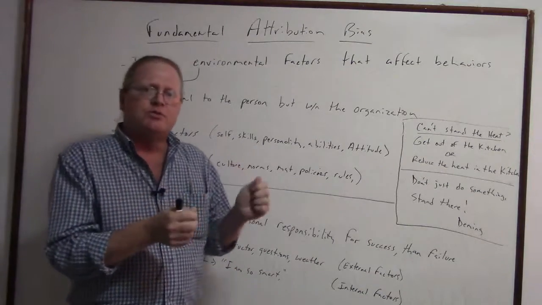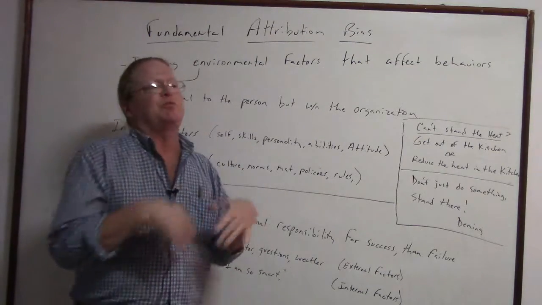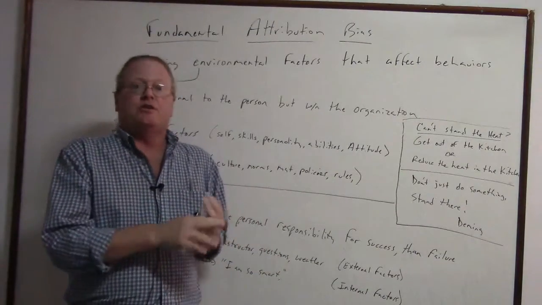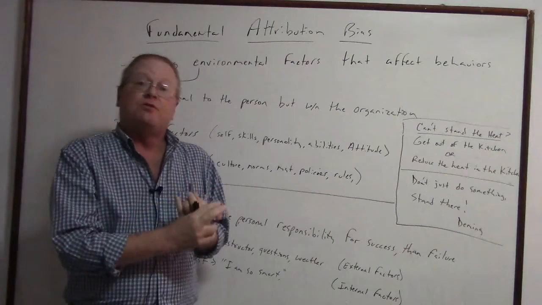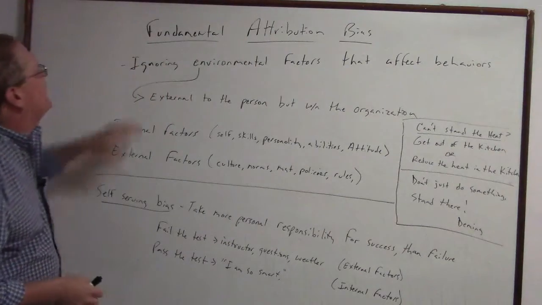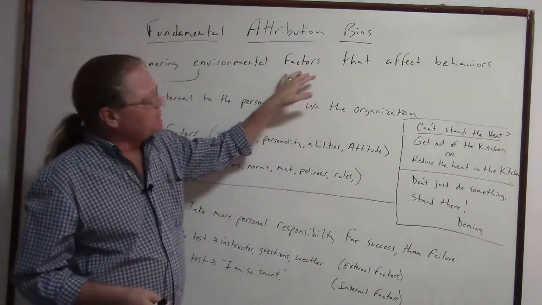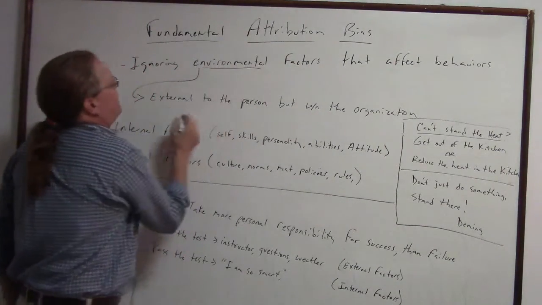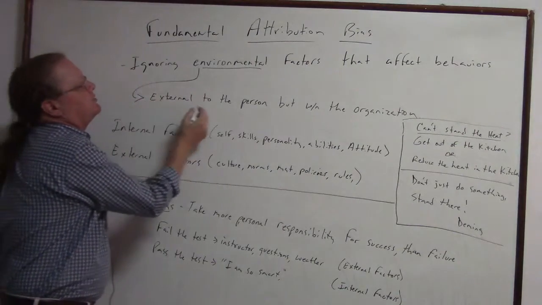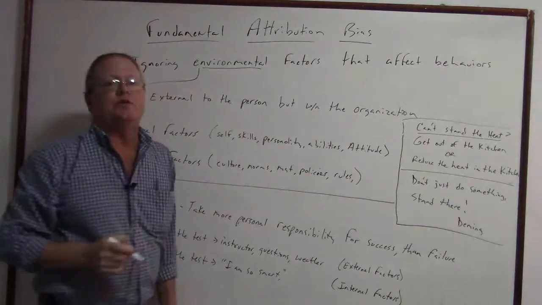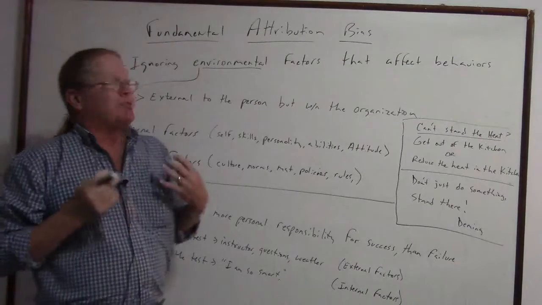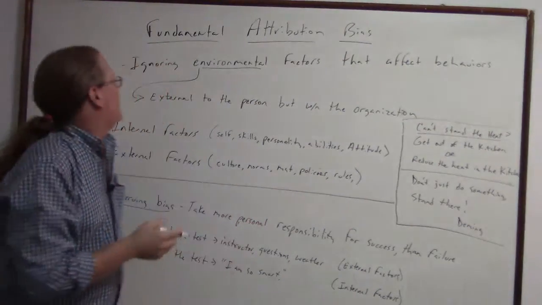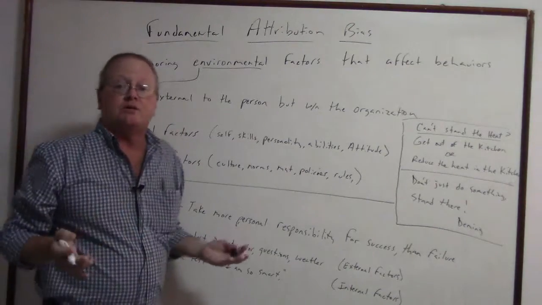If a car runs off the road at 2 o'clock in the morning, the person's always drunk, right? You didn't factor in that it might have been a deer, a dog, a bike, a malfunction of the vehicle. So, ignoring environmental factors that affect behaviors. These environmental factors we can call external to the person, but within the organization. The person might be grumpy because they're frustrated that the equipment doesn't work. Maybe it's the management style.